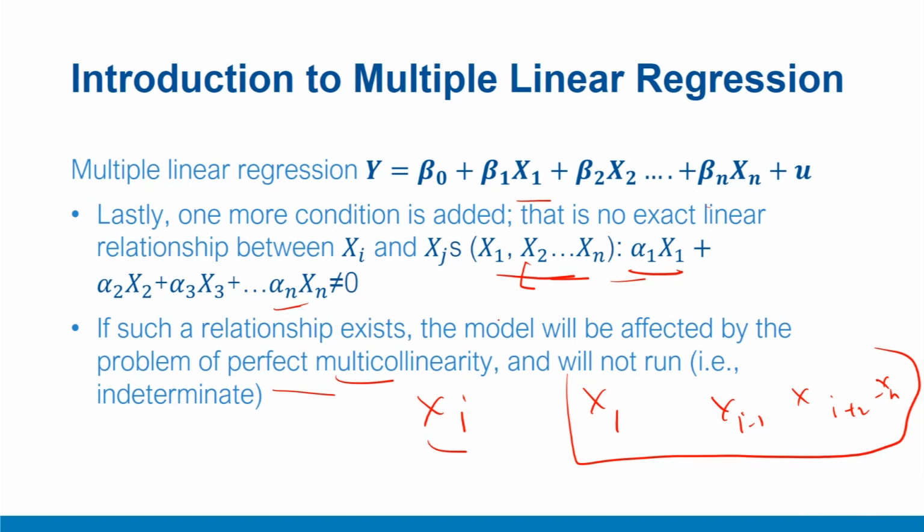That means one of these xi's can be explained by the remaining independent variables, and in that case of perfect multicollinearity, the model will not run. That is, this equation will become indeterminate. It cannot be determined. There is no solution.